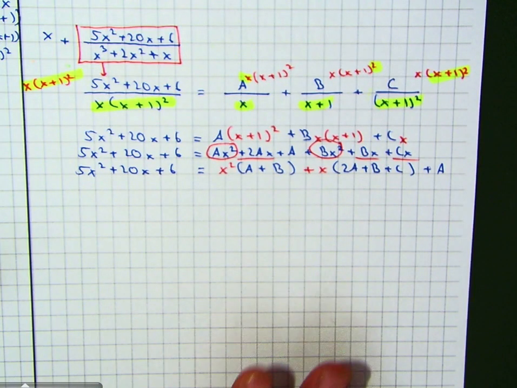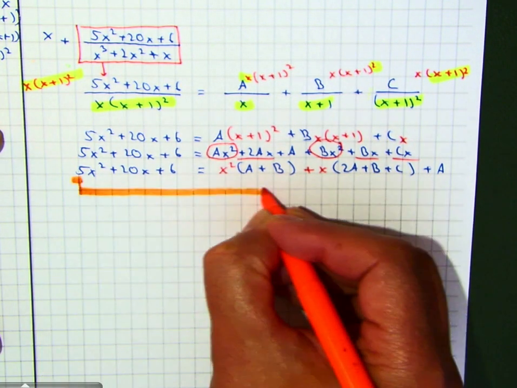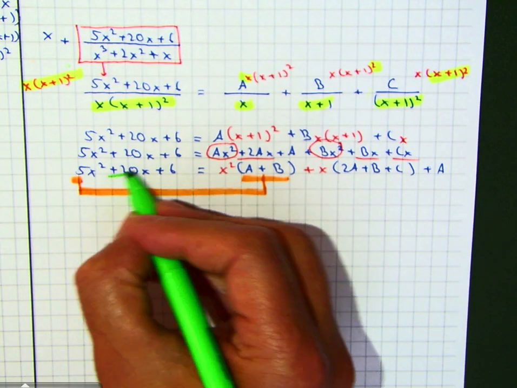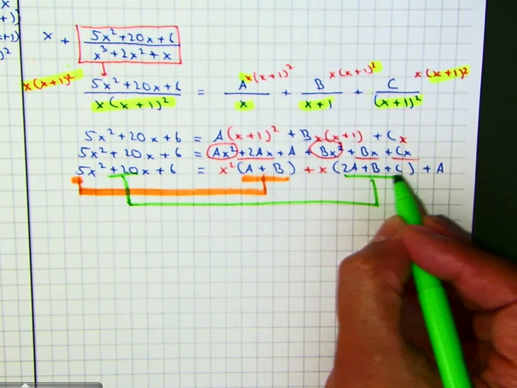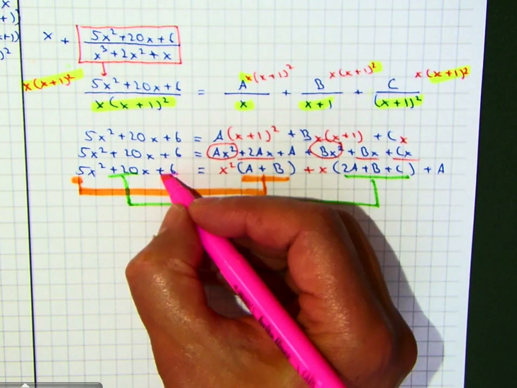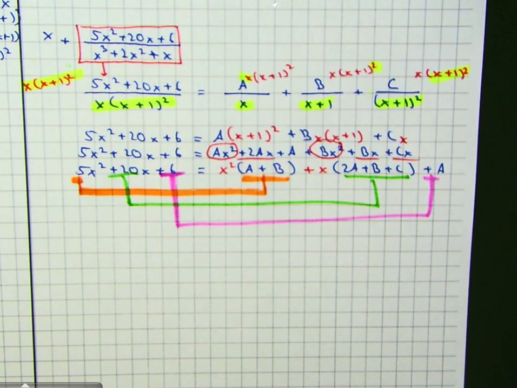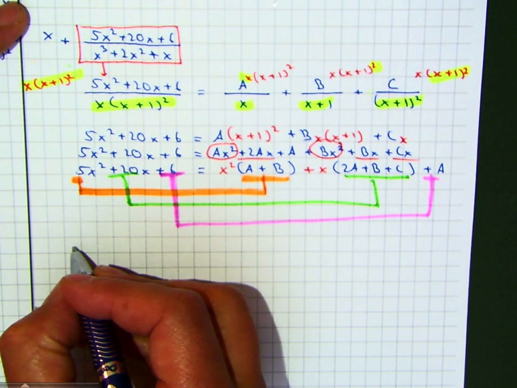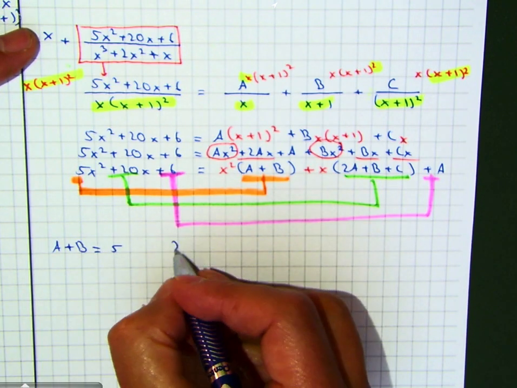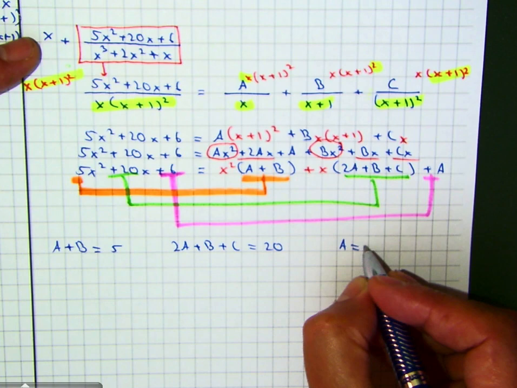And now I can pair them up. My 5 should be equal to a plus b, according to this expression, if that's correct. My 20 should be equal to 2a plus b plus c. And my 6 should be equal to a. We have a plus b equals 5. 2a plus b plus c equals 20. A equals 6.